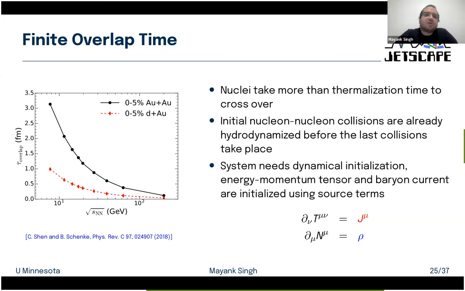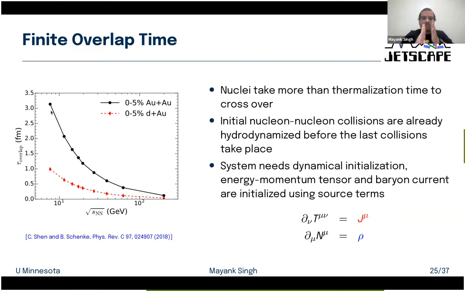Okay. So to begin with, I'll cover a few aspects of beam energy scan collision simulations. Nuclei now take more than the thermalization time to cross over. For flat nuclei, they cross each other almost instantaneously. But if you go to a low energy collision, it takes much longer. For a gold collision, this figure is for 7.7 GeV, it takes about 3 fermi to completely cross over each other.